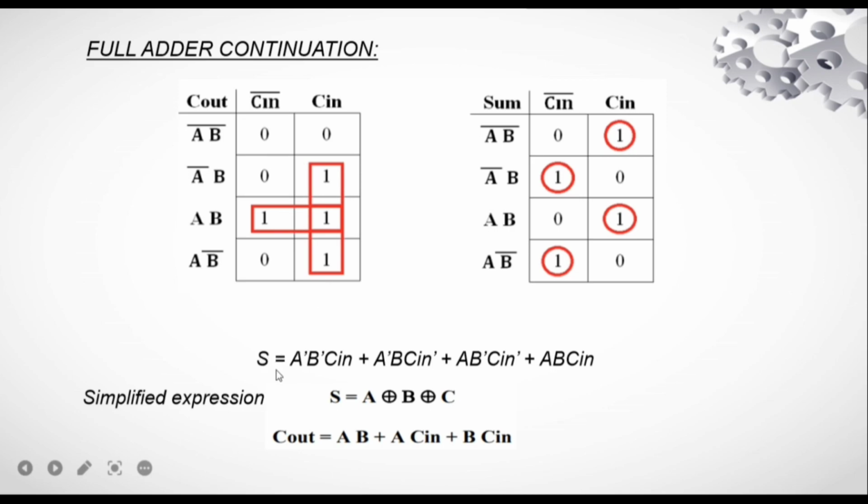and here's the expression for the sum, that is A' B' C in plus A' B C in' plus A B' C in' plus A B C in. The simplified expression is S is equal to A XOR B XOR C, and for carry out it is AB plus A C in plus B C in.